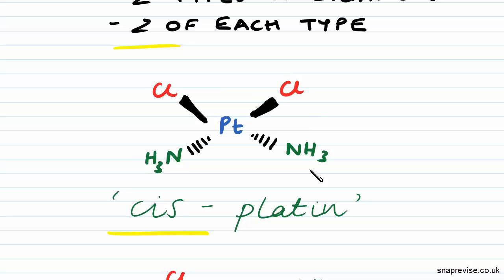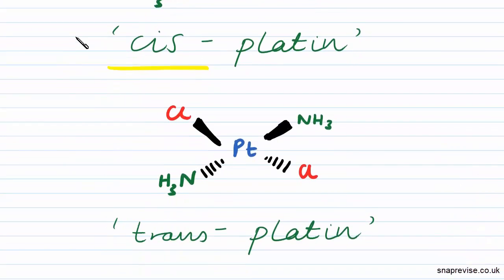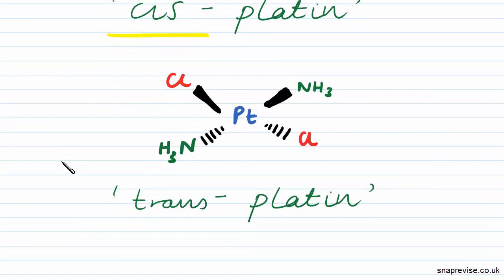Now cis-platin has a brother isomer. It has a trans isomer called trans-platin, and you can see here the chloride isomers are on separate sides. They're across from each other, and the same applies to the ammonia isomers. So here we have our cis and our trans isomers.